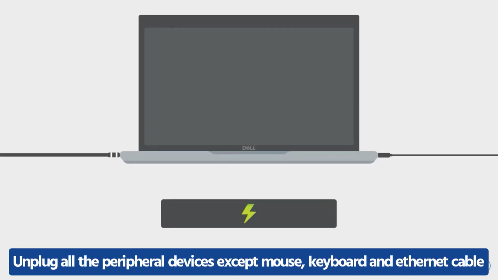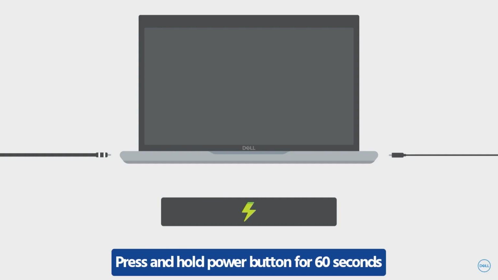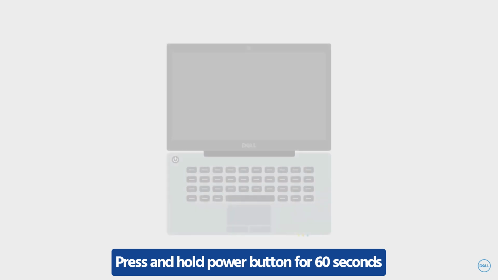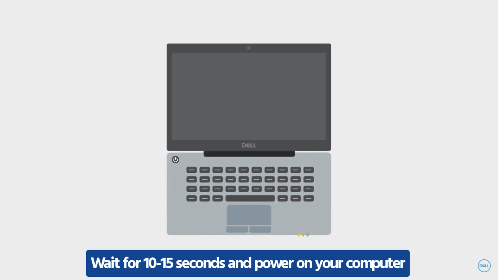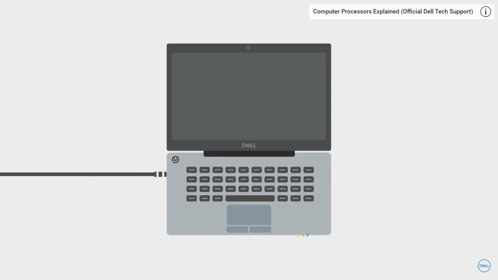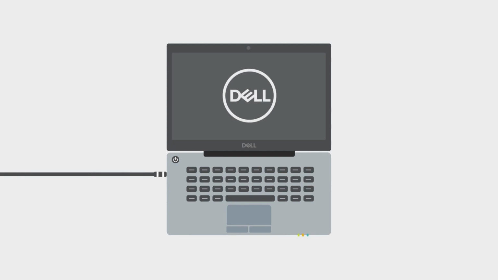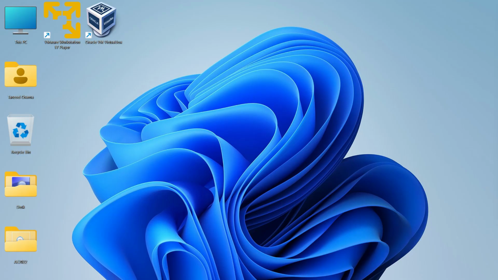So all you need to do is just unplug the power cord, mouse, keyboard or any external peripheral device that is connected to your computer and then press and hold the power button for at least 60 seconds, and let your computer shut down. After that, you have to wait for at least 10 to 15 seconds and then you can turn on your computer. Once your computer reboots, your problem should be fixed. If it has not, you can try to do the power flush once or twice more.